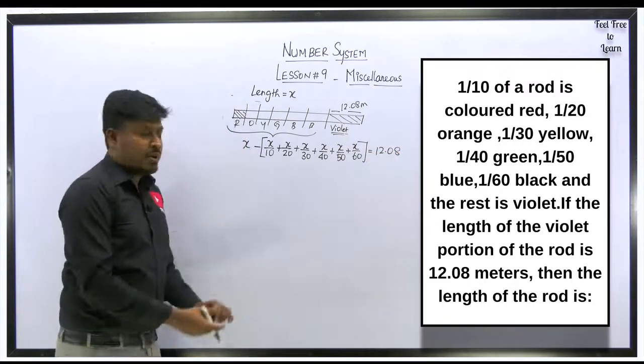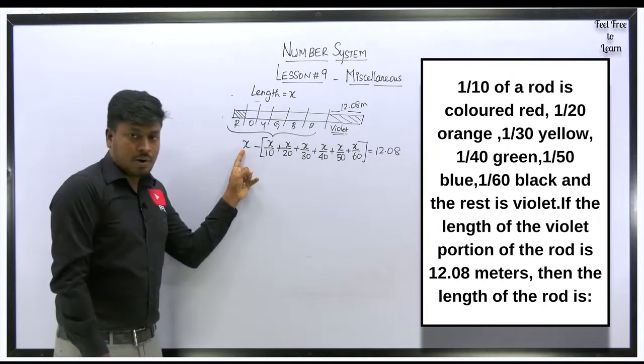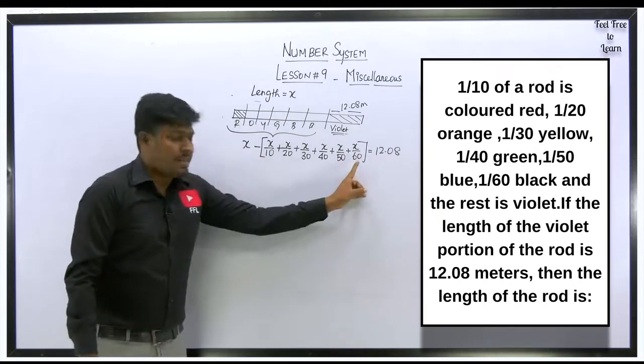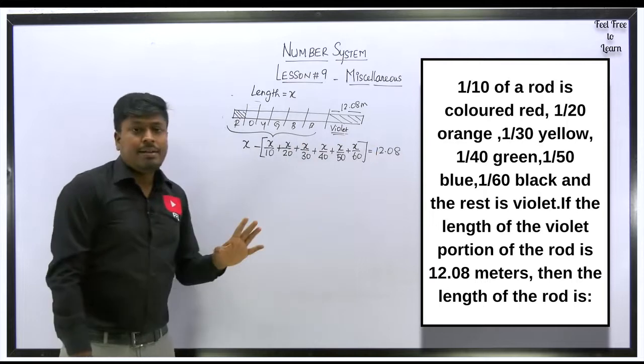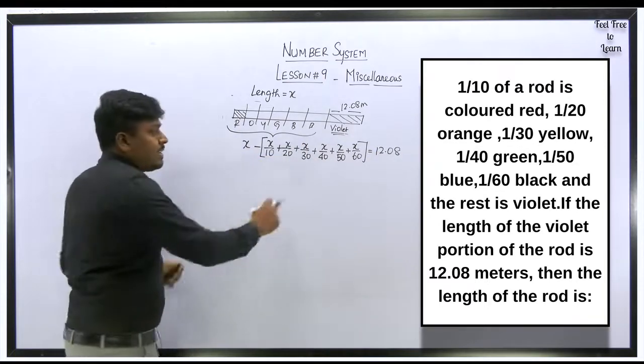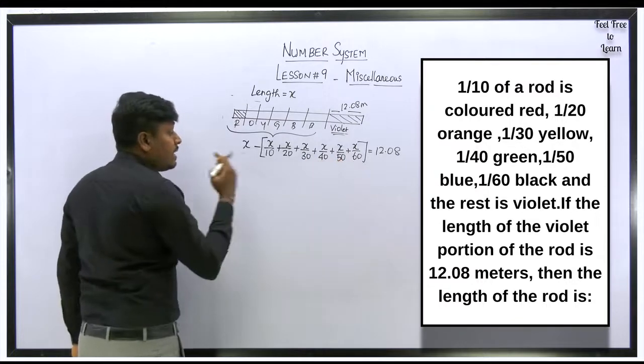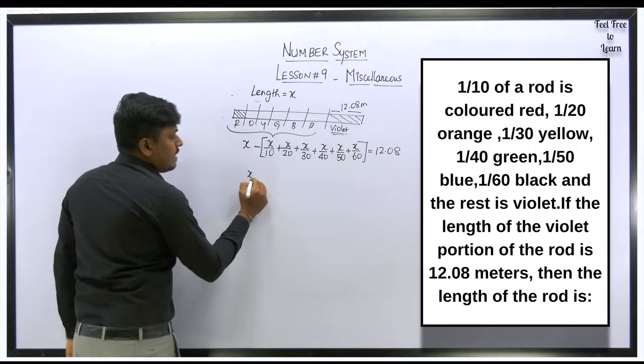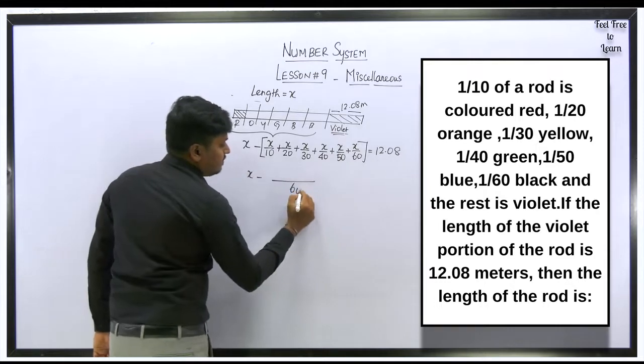So friends, understood or not? From the total length of the rod, if I subtract all these colors, then the resultant will be violet color. So now it is easy to find the value of x. Take the LCM of 60, 50, 40. So LCM will be 600, I think. Yes, 600 will be LCM.